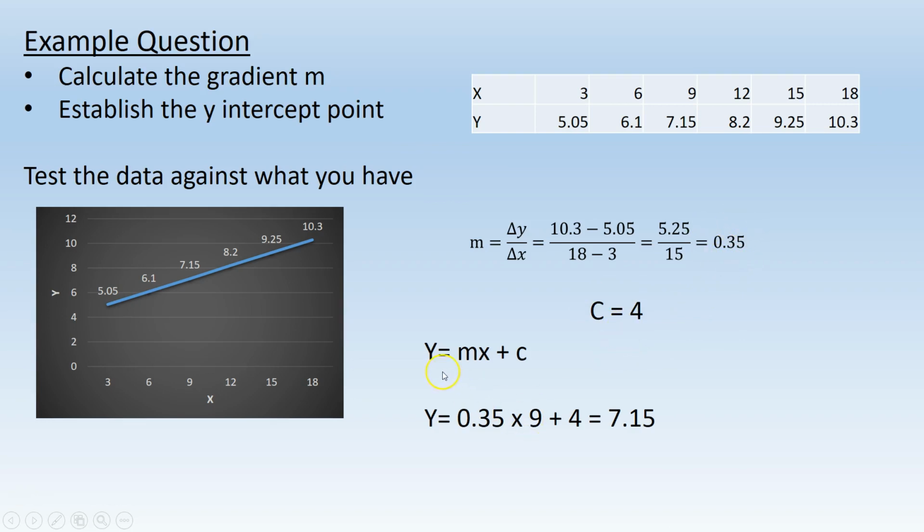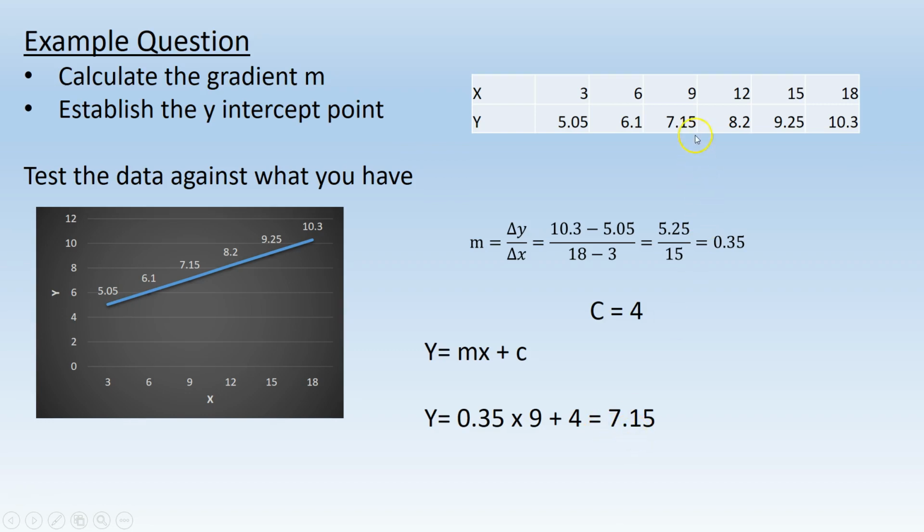Okay, so we're going to go back to our formula, y equals mx plus c, and plug this back into the data that we already know, so that we can check we're on the right lines before we go on to the next step, which is working out our unknown. We're going to use this point here, so we're going to use x as 9. We're looking for y, and it equals m, which is our 0.35, times 9, plus c, which is 4, and we work that all out, and it's 7.15.